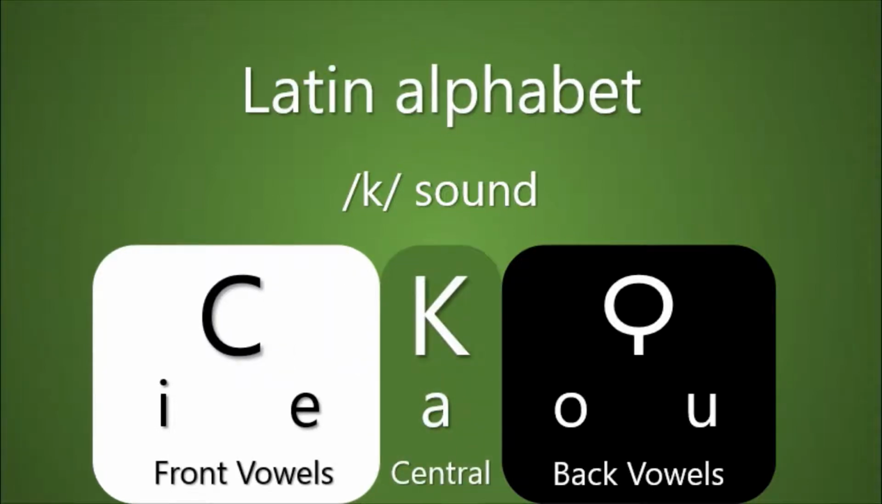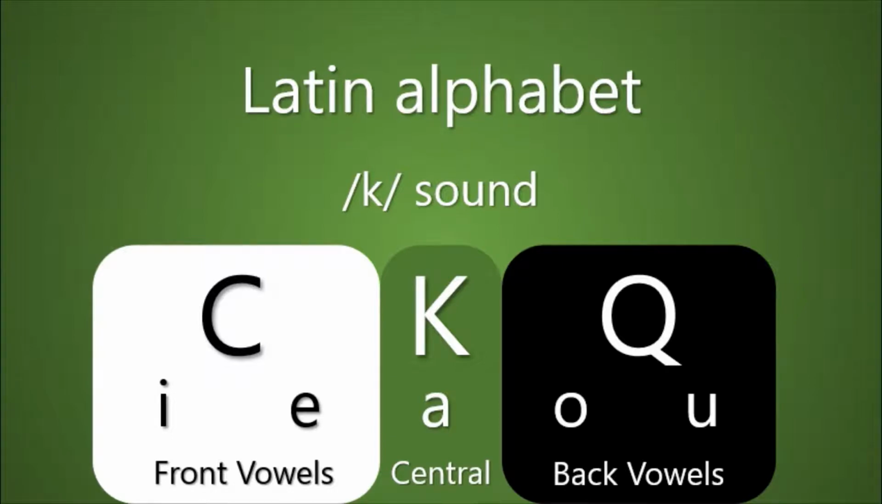C was used for the k sound before front vowels I and E, K before central vowel A, and Q, which slightly changed shape from koppa, before back vowels O and U. This was how the letters were used in early Latin writing. But it didn't make much sense to have so many letters representing just one sound.